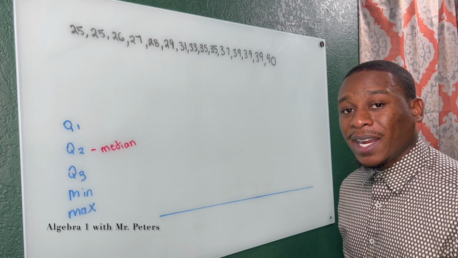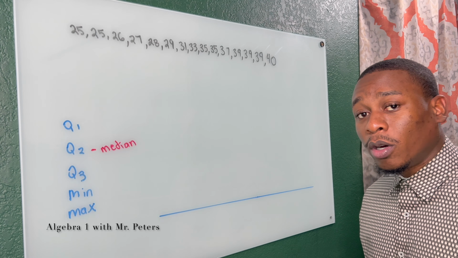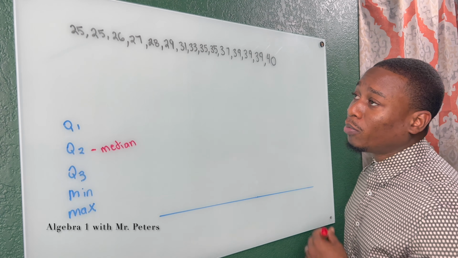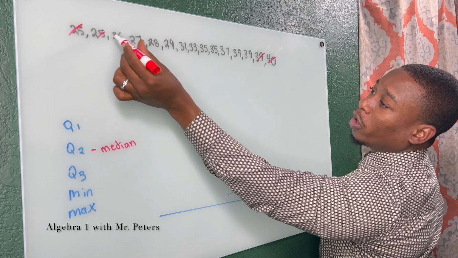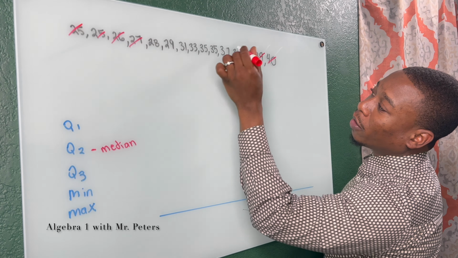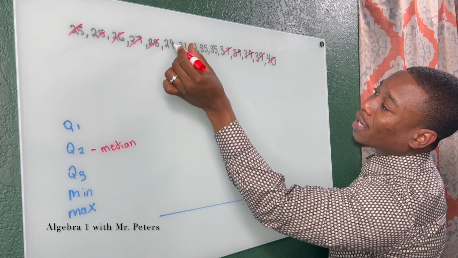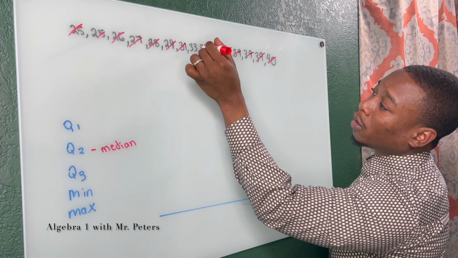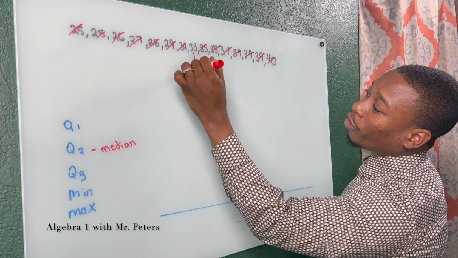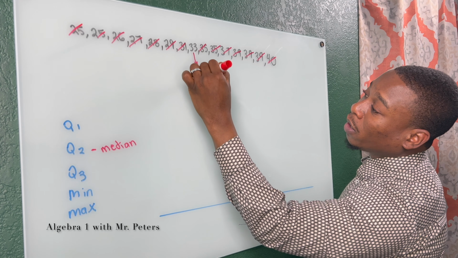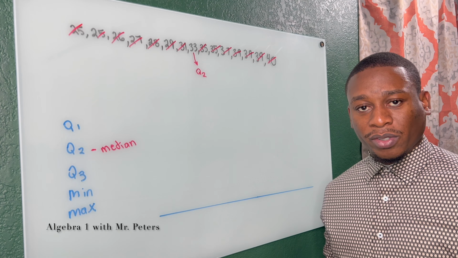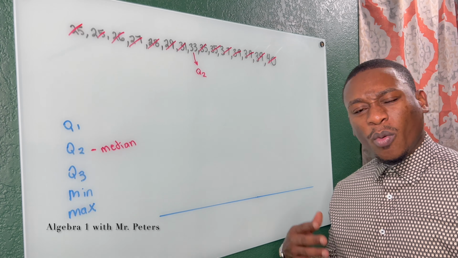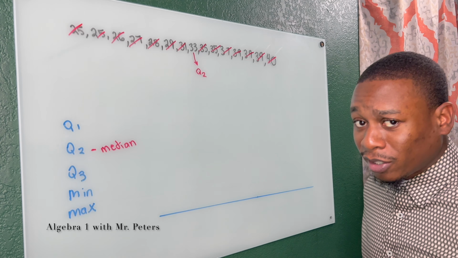So for us to find that, we just have to find a number that's in the middle of these sets of numbers. So we're going to tick them off from each side until we determine what is our median. And what we determine is that 33 is going to represent our median. Now let's say we had two numbers in the middle. All we have to do is add them together, divide by 2.